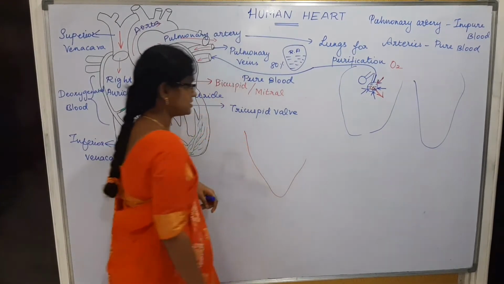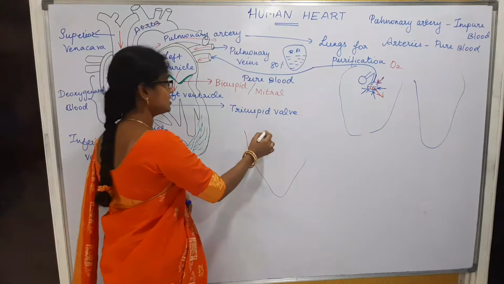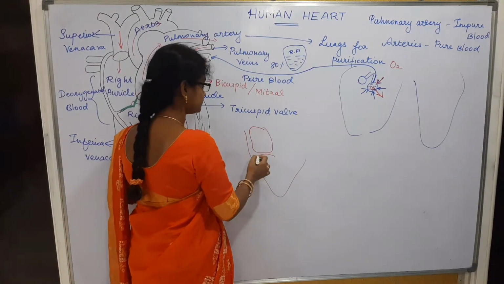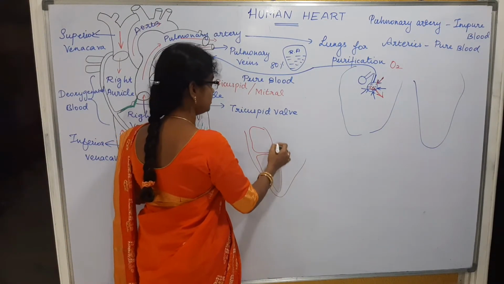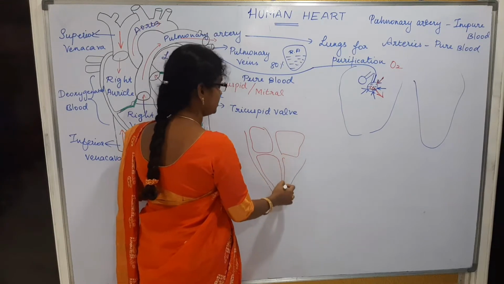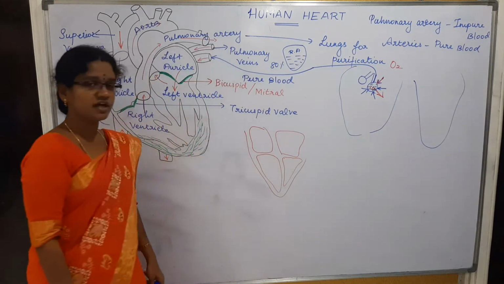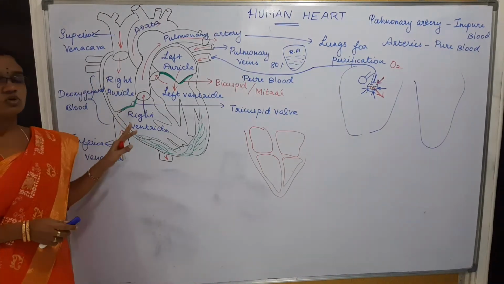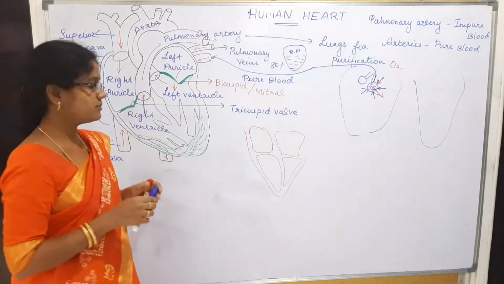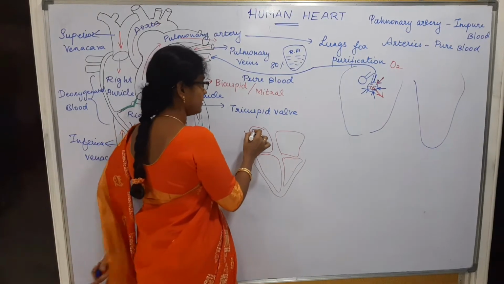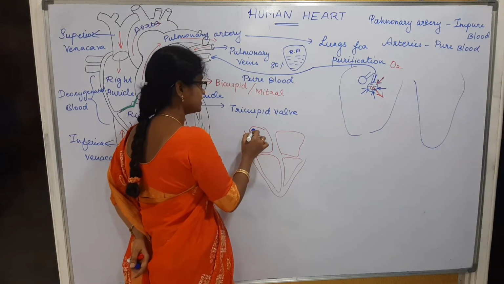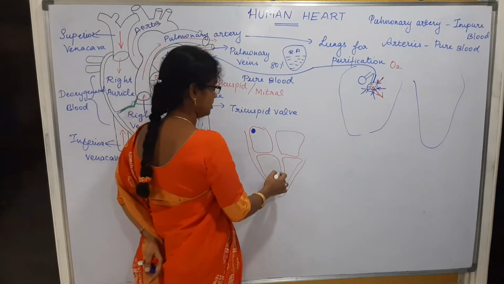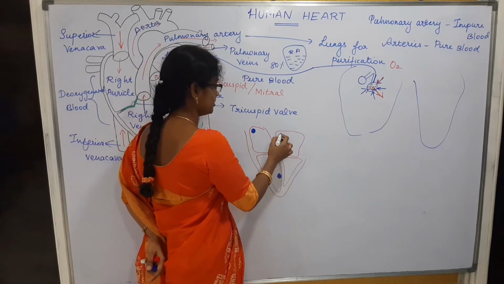Let us consider this is the human heart. This is the left auricle, left ventricle, right auricle and right ventricle. A rough diagram, because if it is too clumsy you couldn't understand it clearly. So I am drawing a rough diagram. So let us see the nodes which are present here, right?